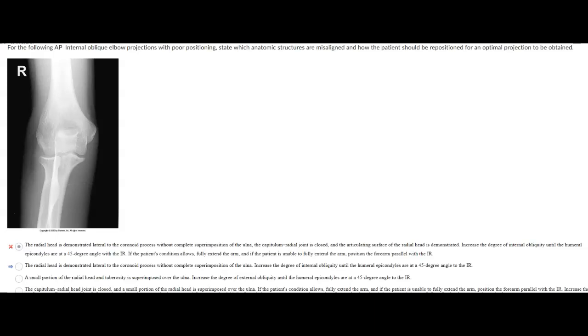When evaluating an AP internal oblique projection, you want to see that the coronoid process, trochlear notch, and medial aspect of the trochlea are seen in profile. 3/4 of the radial head should superimpose the ulna. We do not see that coronoid process in profile. So we should know that this image really represents more of an AP projection. So we need to increase the degree of internal obliquity until the humeral epicondyles are 45 degrees with the IR.